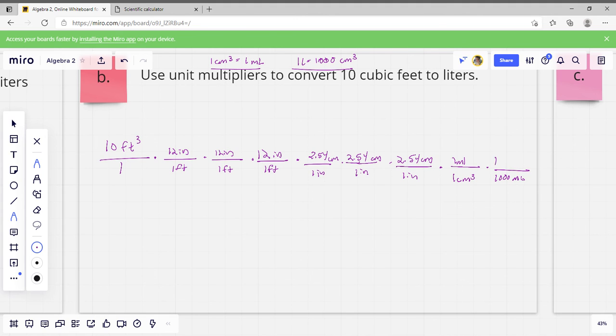Okay, now, feet cubed, 1, 2, 3 inches. 1, 2, 3, 1, 2, 3 centimeters. 1, 2, 3. That cancels that out because it's cubed. And milliliters to milliliters. And now we just multiply everything. So we'd have 10 times 12 to the third times 2.54 to the third over 1,000, and that's going to be liters.